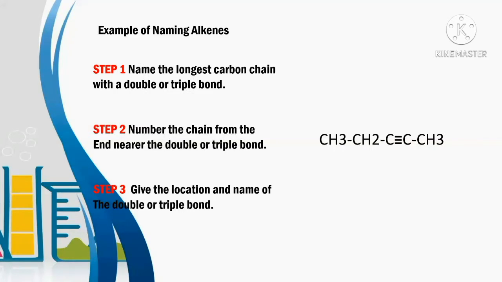Last example. Step 1. Name the longest carbon chain with a double or triple bond. This compound has 5 carbon atoms with a carbon-to-carbon triple bond. Therefore, the name of this compound is pentyne. Step 2. Number the chain from the end near the double or triple bond. Step 3. Give the location and name of the double or triple bond. The triple bond starts at number 2. And so, we call it pent-2-yne.